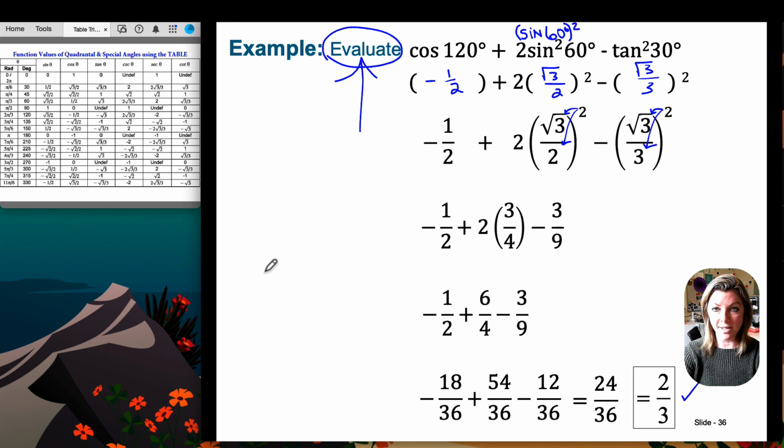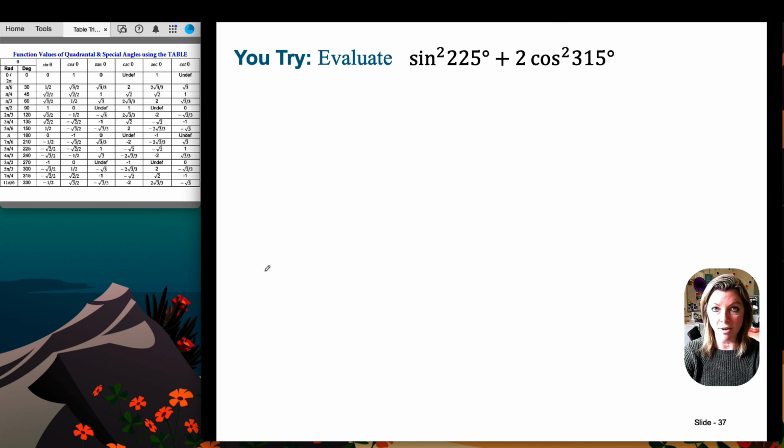So I want you to pause this video now and try one yourself. It is to evaluate sine squared of 225 degrees plus 2 cosine squared of 315 degrees.